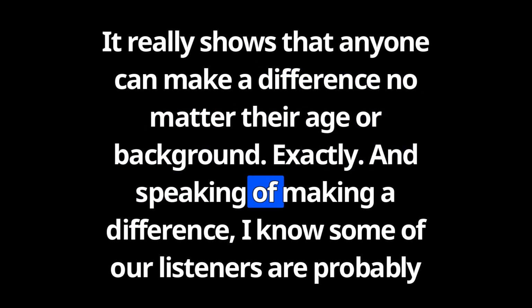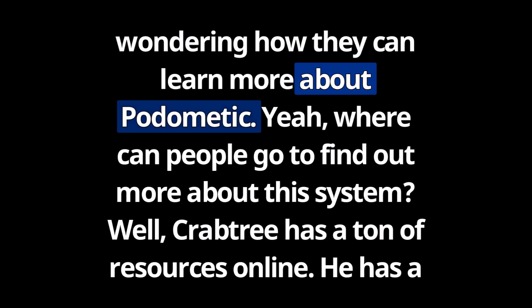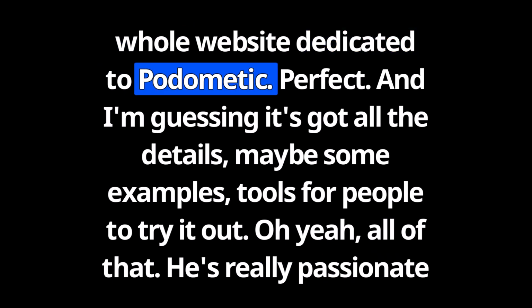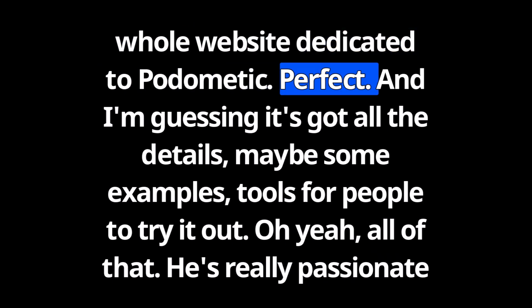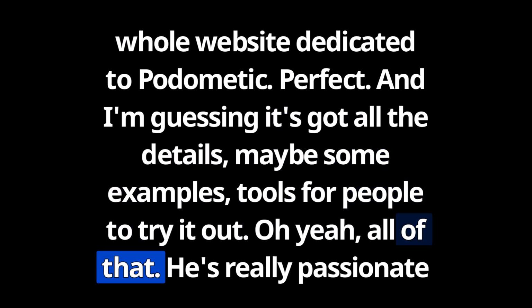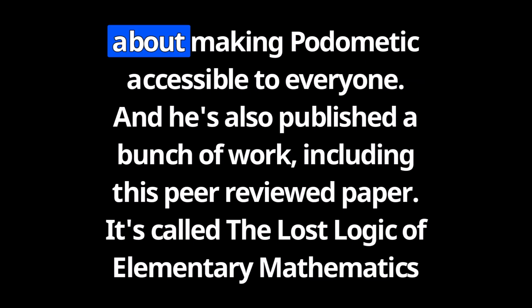Exactly. And speaking of making a difference, I know some of our listeners are probably wondering how they can learn more about Podometic. Yeah, where can people go to find out more about this system? Well, Crabtree has a ton of resources online. He has a whole website dedicated to Podometic. Perfect. And I'm guessing it's got all the details, maybe some examples, tools for people to try it out. Oh, yeah, all of that. He's really passionate about making Podometic accessible to everyone.